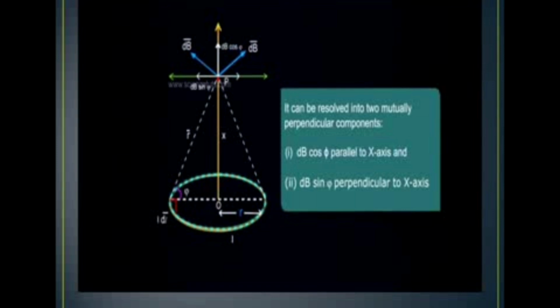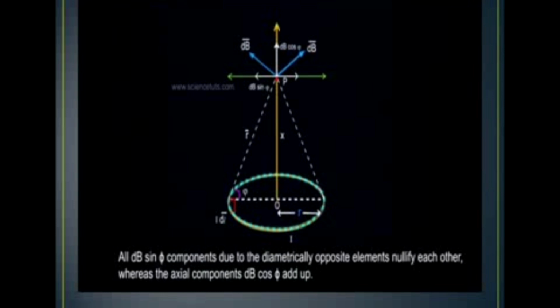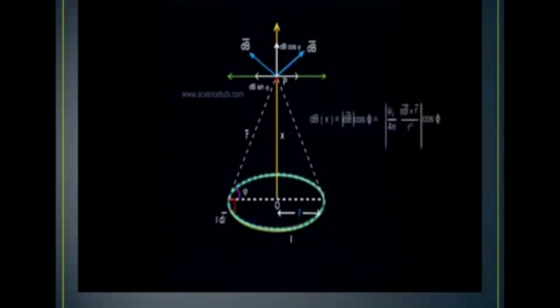So this green color line indicates dB sin alpha. Here dB sin alpha is acting in an opposite direction. So what will happen? Definitely they will cancel each other. Only the resultant is acting in the direction of dB cos alpha. So dB cos phi, not alpha, this is cos phi. So dB cos phi equals, according to the Biot-Savart law, mu naught by 4 pi, I dl into R vector by R cube into cos phi.